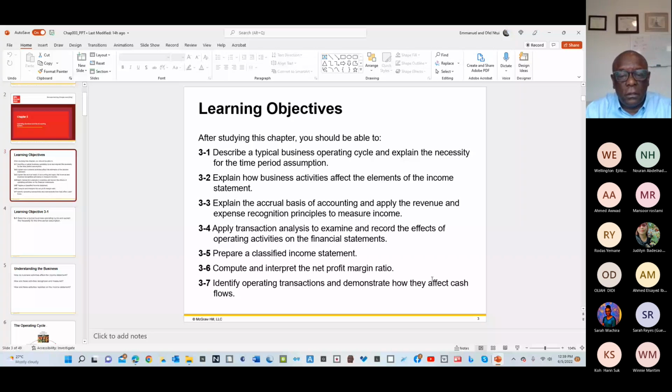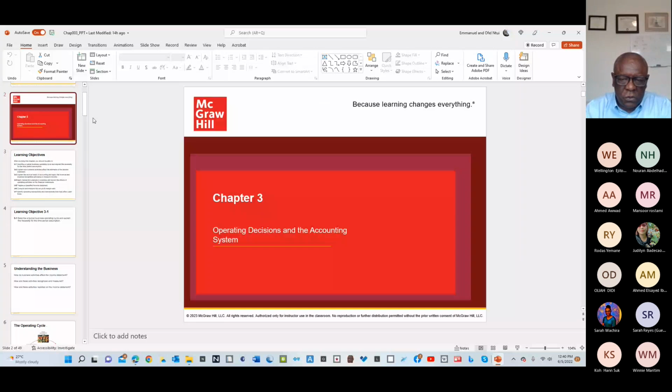Yes. Okay, so we'll be looking at operating decisions and the accounting system. Mainly, what does the operating system involve, operating decisions. Last time we talked about it, and generally out of the three activities, this is the core of all business decisions. Everything is pointing towards operating decisions. If operating decisions are not sound or well made, then the company will not make enough to sustain its business. The main core decision is based on operating decisions.